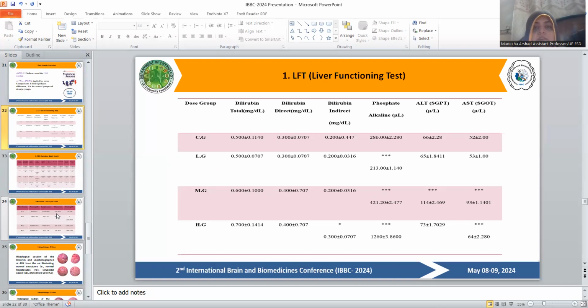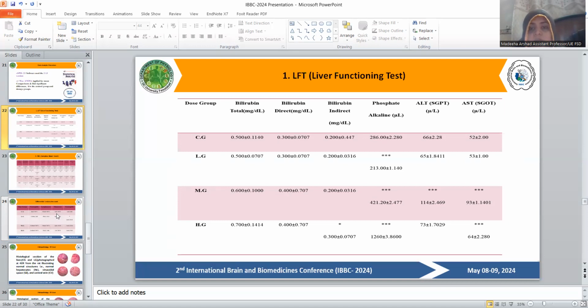Results. Here are the parameters for the LFT, liver function test. If you see bilirubin, the control group and the dose group do not show any significant difference. This means that bilirubin was not changed by the iron oxide nanoparticles. Similarly, direct and indirect bilirubin were also not significantly different from the control group, except in the higher dose group.